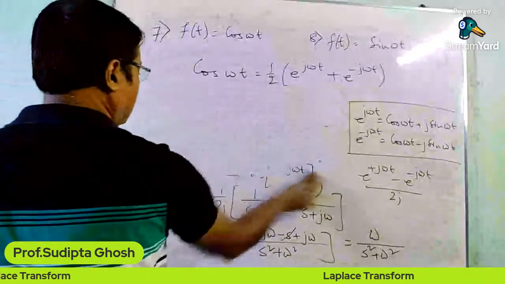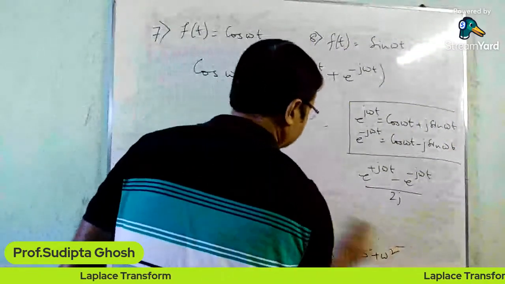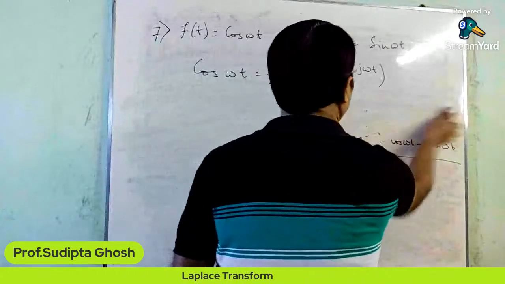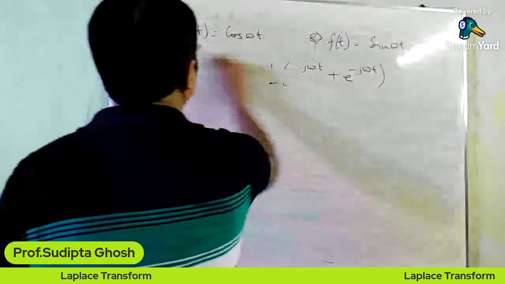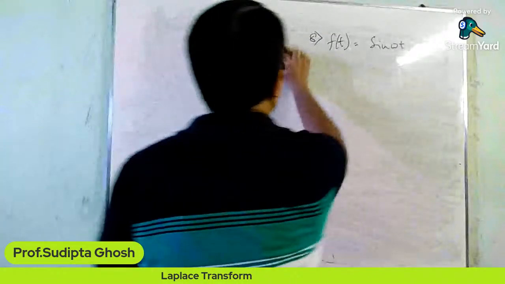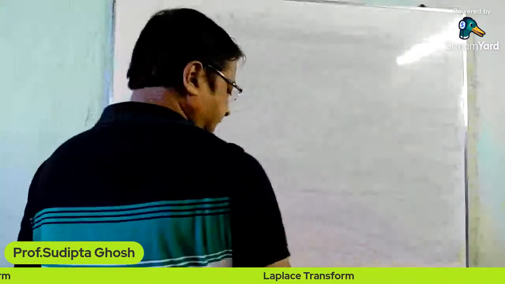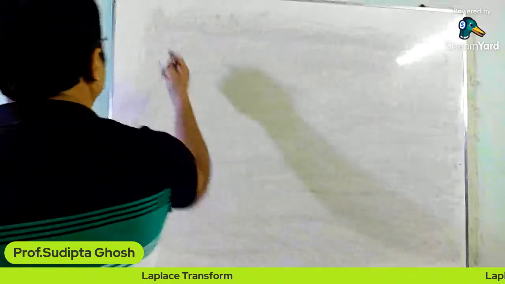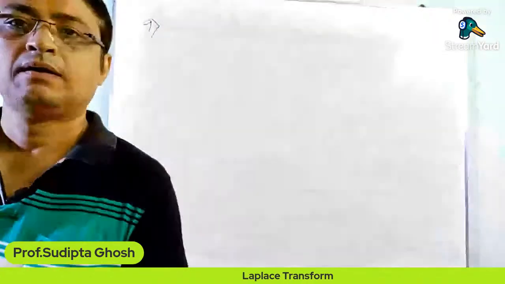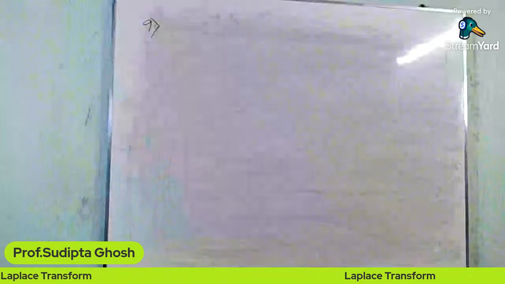Now let's find some other values. I think we can remove this also. So now number 9 and number 10. So we have come across and found the Laplace transform of 8 different functional values, and as you say, you have no problem right now.